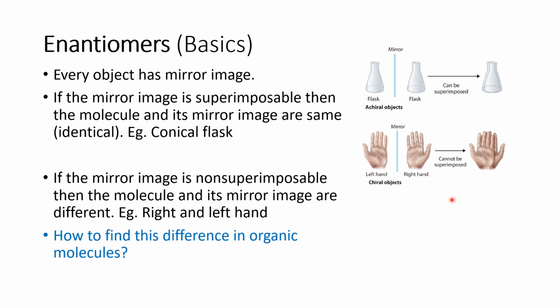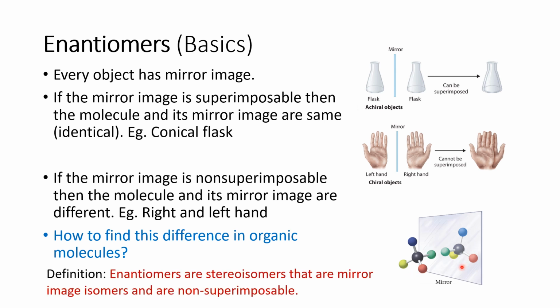We can extrapolate this to that of organic molecules. Now, how do I find this difference in organic molecules? An organic molecule will also have its mirror image. So, how do I find out if the mirror image is superimposable or non-superimposable, and accordingly define the term enantiomer? If the mirror image is superimposable, then the molecule and its mirror image are identical. They are one and the same molecule. Whereas if the mirror image and the molecule are different, then they are two different molecules.